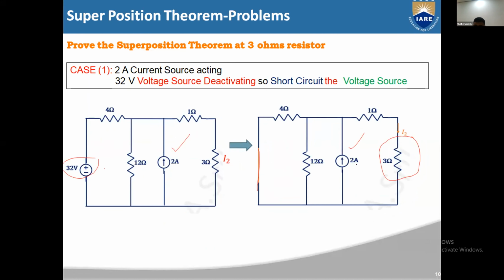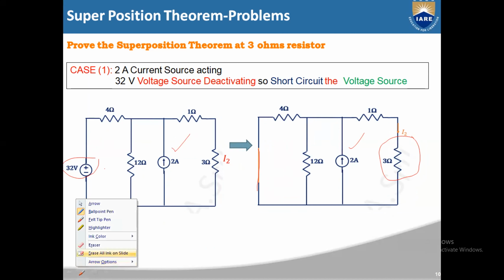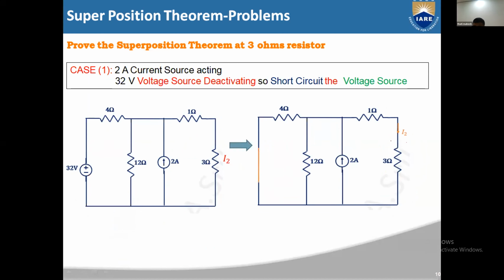Here, the diagram will be like this. I want this current. Anybody tell me, how can you find this one? Changing into voltage source? Which one, the 2 amps current is changed to a voltage source? Yes, sir. So we can form 2 meshes and solve by mesh or node. Okay, no problem, that's how we can solve. Otherwise, think of another way.